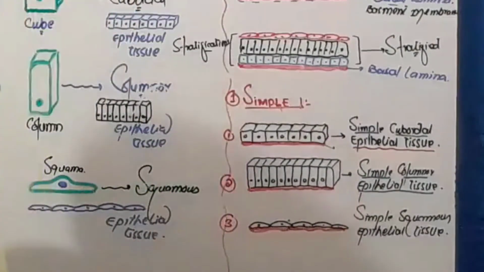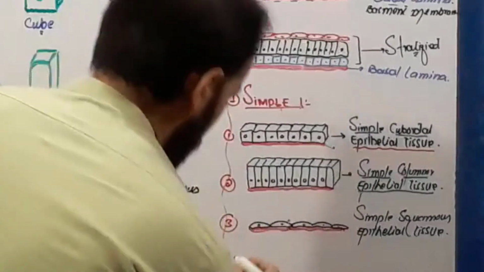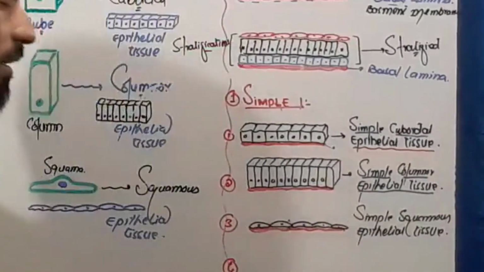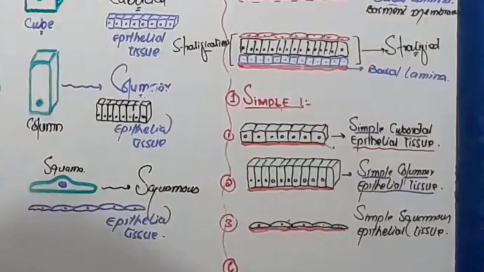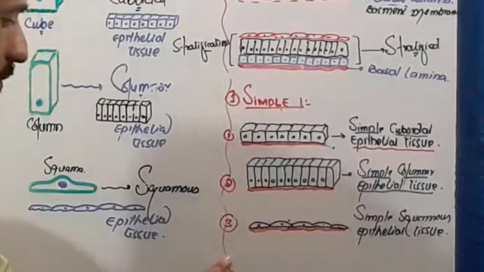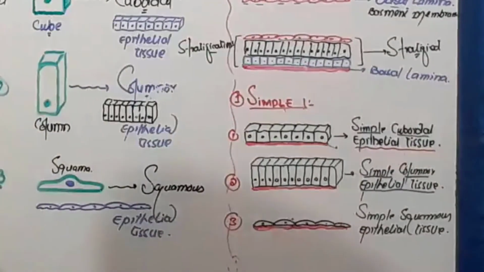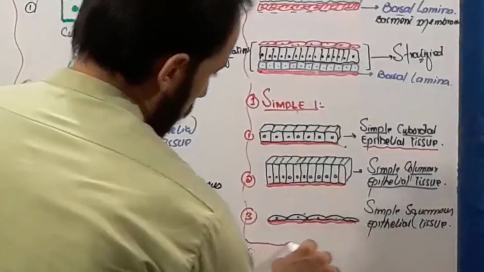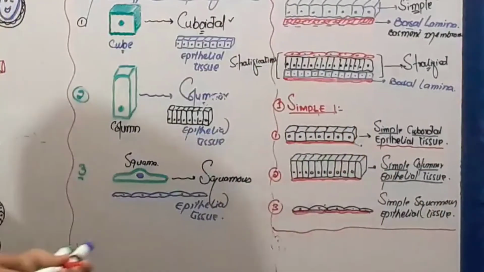So these are the types of simple epithelial tissue, right? And in simple epithelial tissue, my friends, look carefully, there is another type of epithelial tissue also, which we call pseudostratified. I will just put it there in the stratified, don't worry. So these were the three types of the simple epithelial tissue.